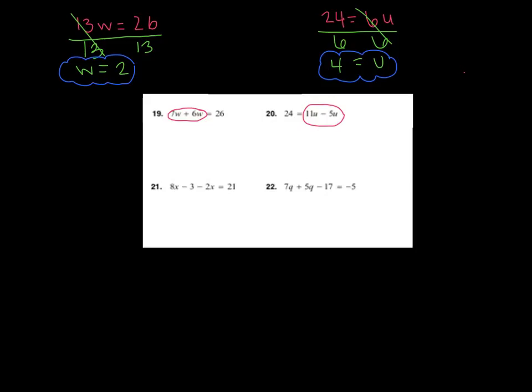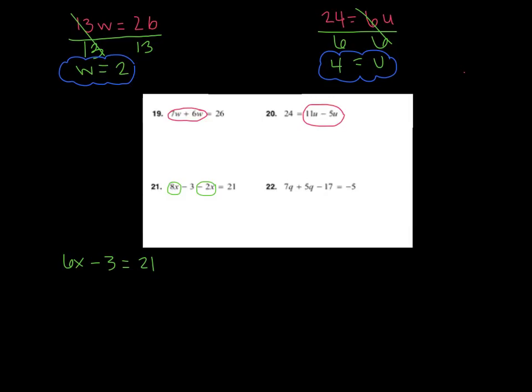So 21 is slightly different than 19 and 20 because not only do we have x's, but we have a constant that we're dealing with too. So I'm only looking at the left side of this equation to clean it up to start with, and I'm going to start just like I have been by combining like terms. Now notice I circle mine, so I have 8x's, and then I have minus 2x. When you circle your variables, make sure you circle the sign in front of them. So 8x minus 2x is 6x, and I still have that minus 3, and it equals 21.